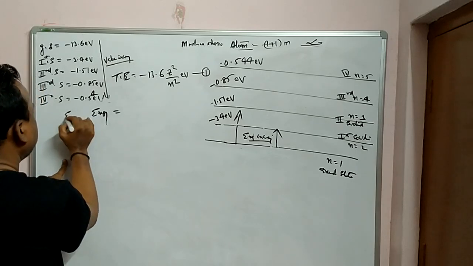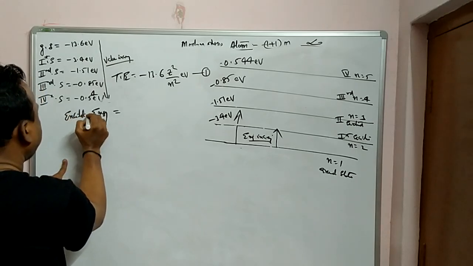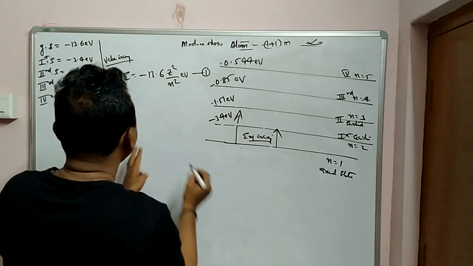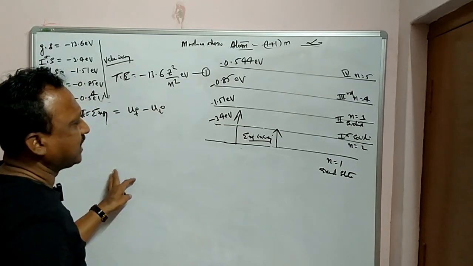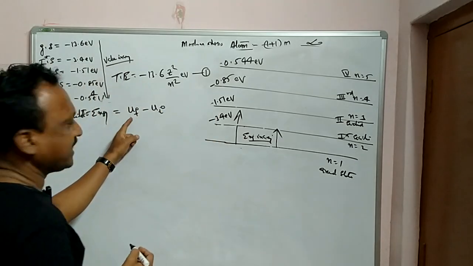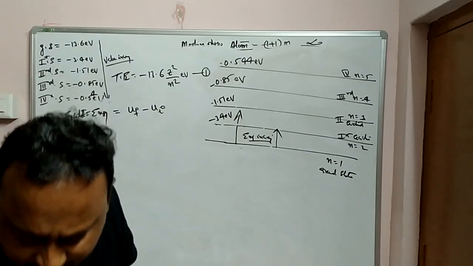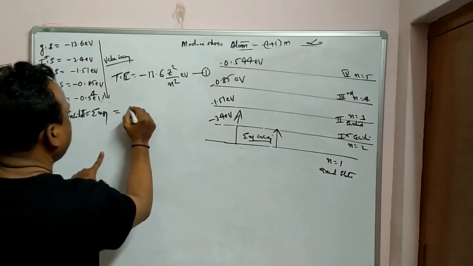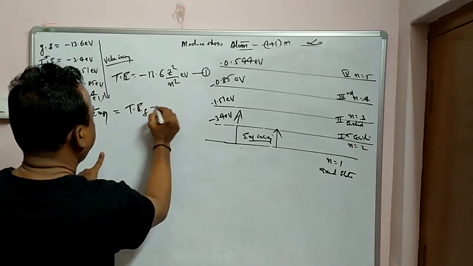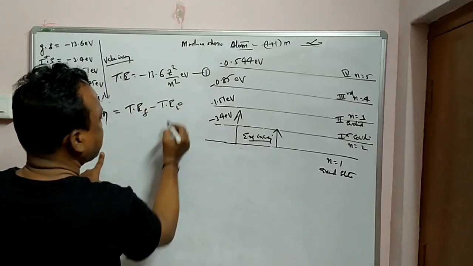Excitation energy. Excitation energy is U final minus U initial. That means total energy final minus total energy initial, please. Total energy final minus total energy initial.